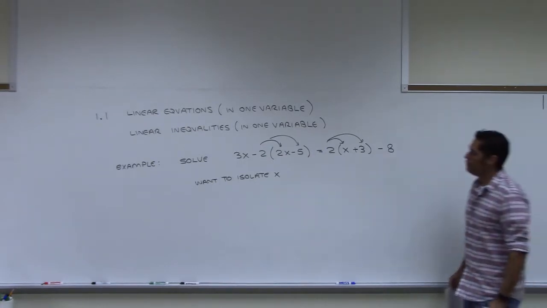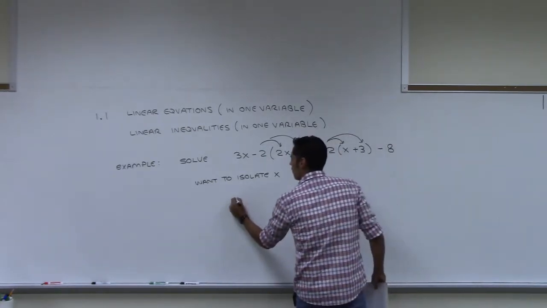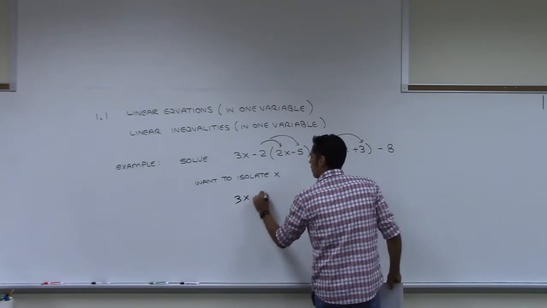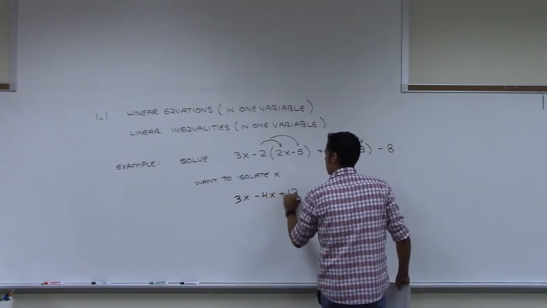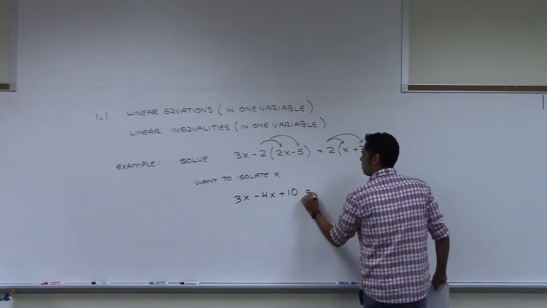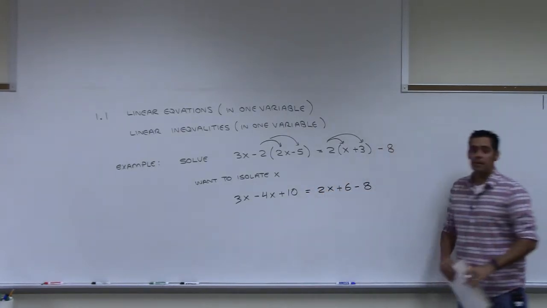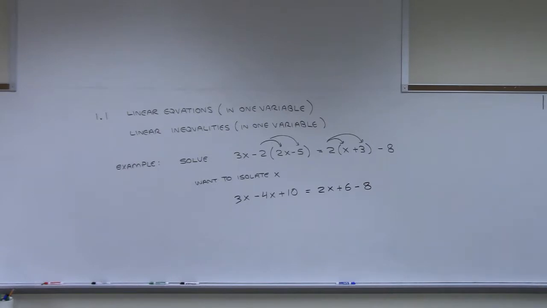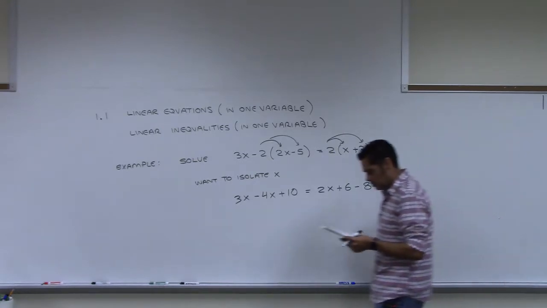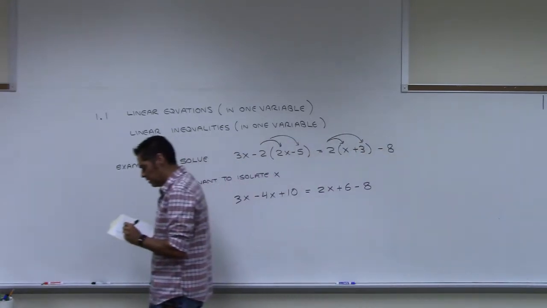So, Kobe, I just want to know if you can give us what the next line should be. I got 3x minus 4x plus 10 equals 2x plus 6 minus 8. There we go. Okay, anybody disagree? Good. Anyone have a question as to what happened? We're good? All right, awesome. Good job, Kobe. I'm taking attendance this way today.